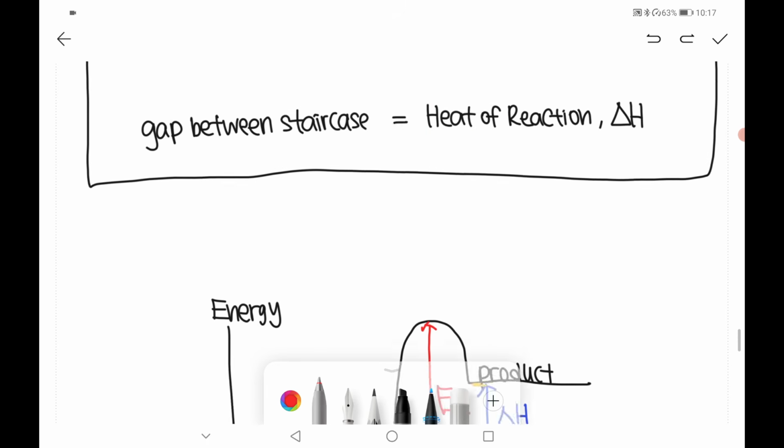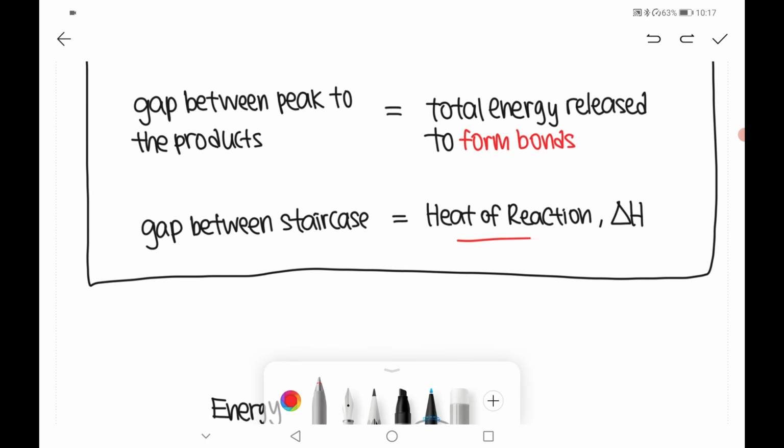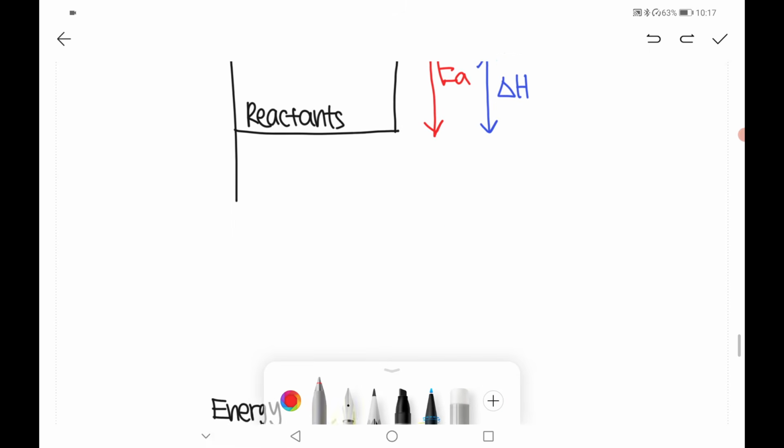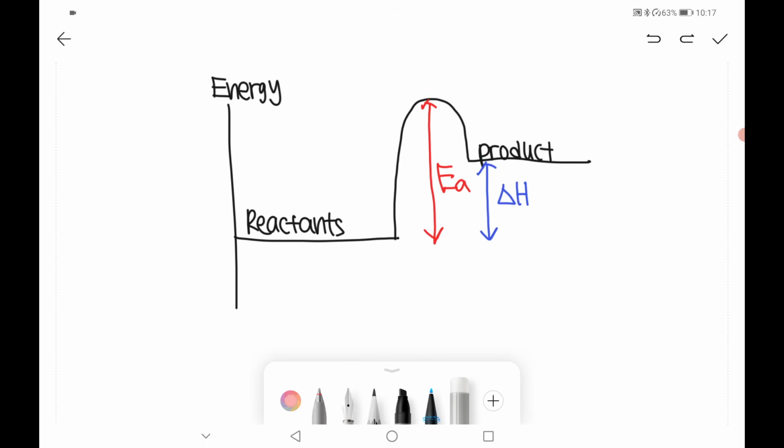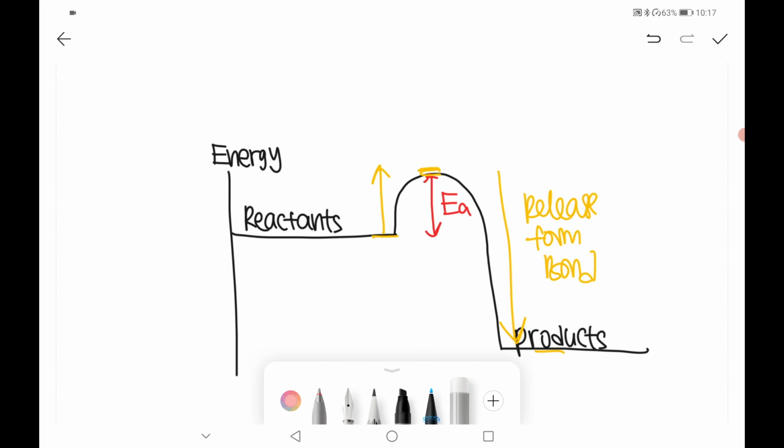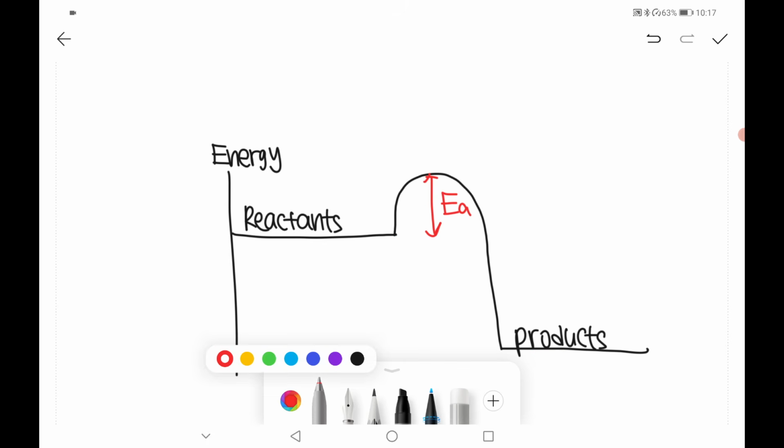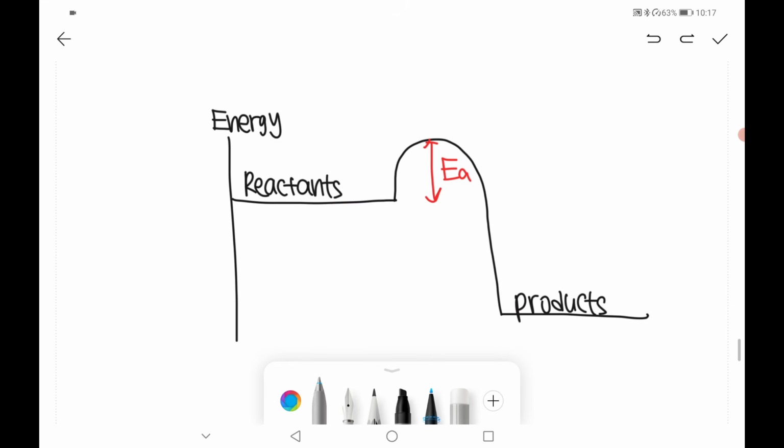The gap between the staircase is the delta H. So look at the staircase here. This is a staircase and this is a staircase, so the gap between them is your delta H. Make sure you know this.